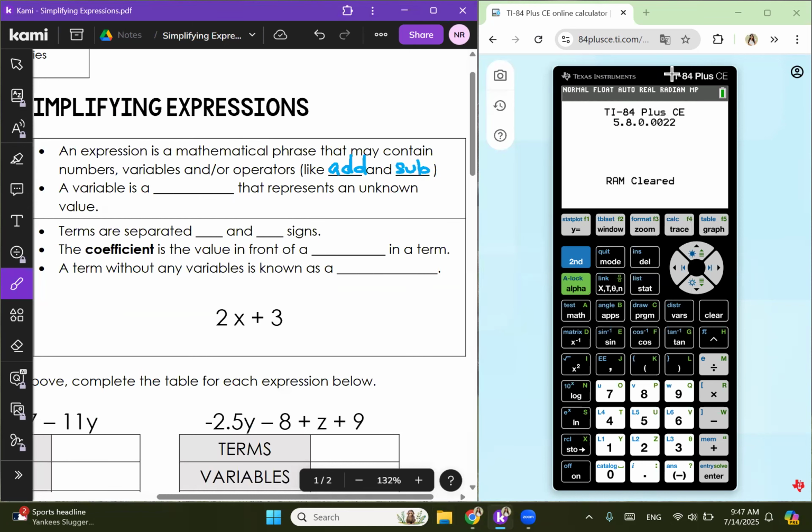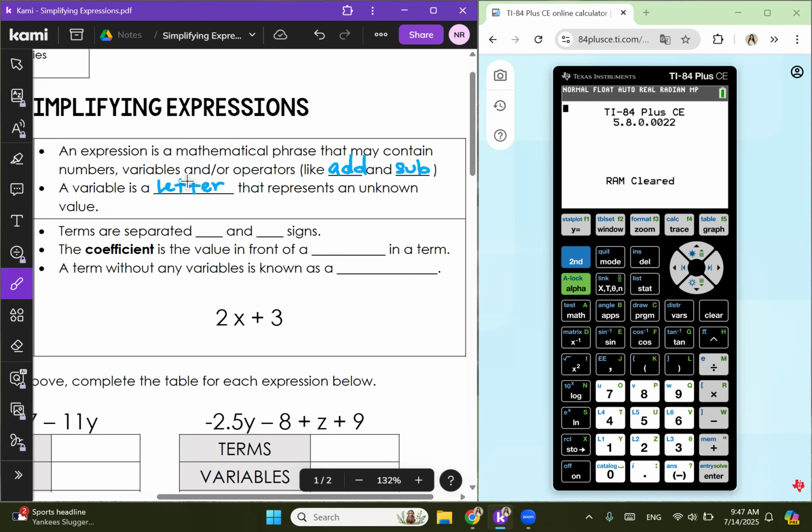Like adding and subtracting, you also have multiplying and dividing, but today we're going to be focusing on adding and subtracting. A variable is just a letter. It's a letter that represents an unknown value.